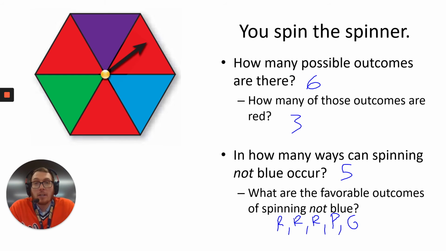For the spinner here, how many possible outcomes are there? It's not saying how many colors can you spin. It's saying how many areas are there. So there's 6 different areas to this. That's why there's 6 outcomes, not 3, not 4 for the 4 colors.